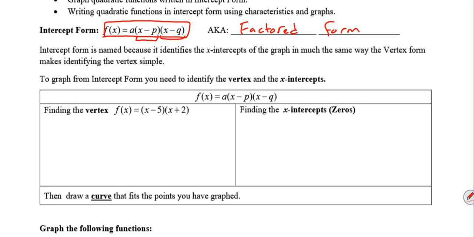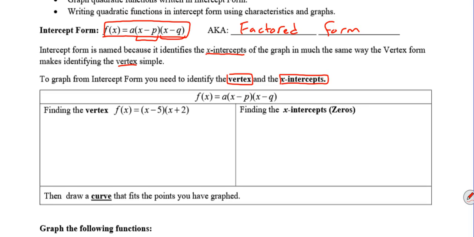Intercept form is named because it identifies the x-intercepts of the graph, in much the same way as we call vertex form that because it makes seeing the vertex very simple, right? So if we want to graph from intercept form, we still need to find the vertex because that key turning point is really important. When we find it, it's a little bit different for intercept form. And we'll also find the x-intercepts. So let's take a look at how we would do that.